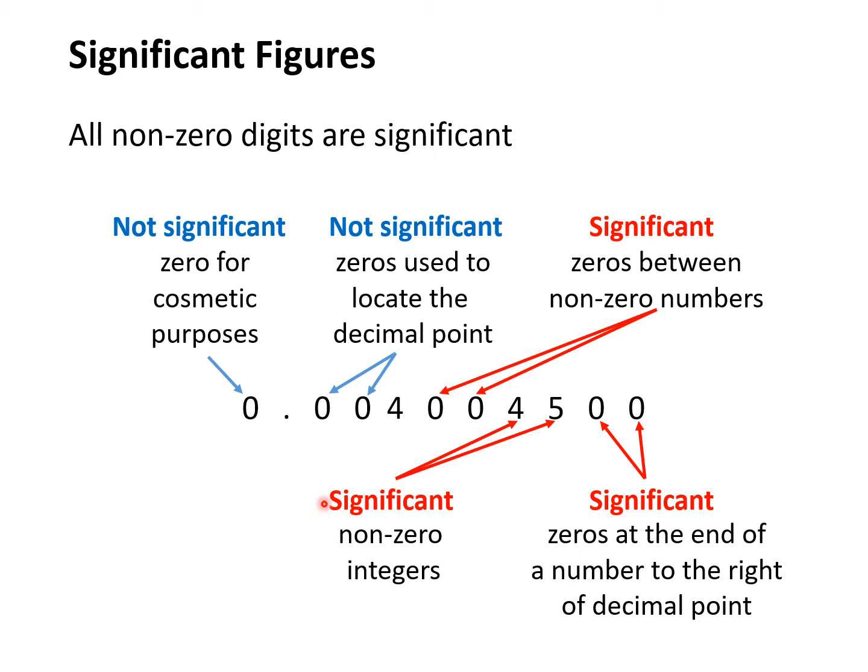Non-zero numbers are always significant, as we mentioned previously. Zeros between non-zero numbers, such as we see here, are significant. And zeros at the end of a number placed to the right of a decimal point are also significant.